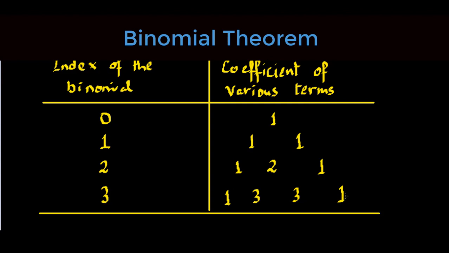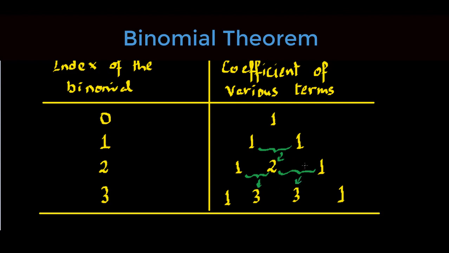So what we observe here is that each row is bounded by 1 on both sides. And each entry, except the first and the last in the row, is the sum of the two entries in the preceding row. So you can see, if you consider this 1 and 1, when you add them, you're going to get 2. Here, you add 1 and 2, you'll get 3. 2 gets added to 1 to get 3.